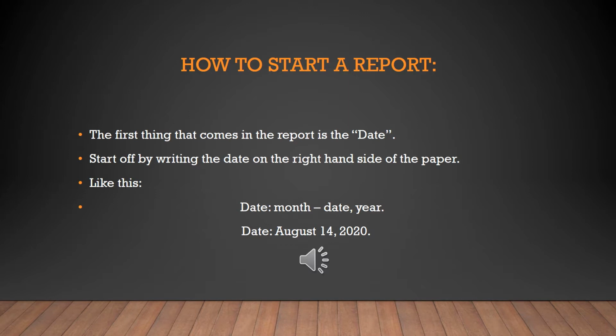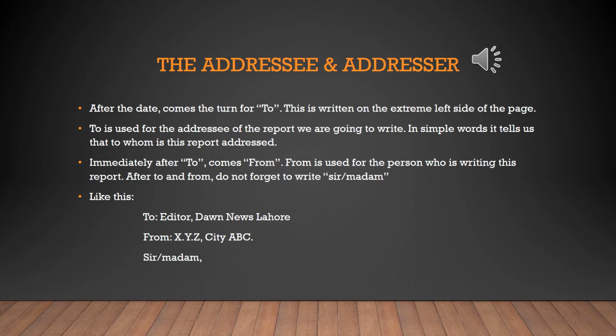Now let's look at the steps that we have to follow to write a report. The first thing that comes in the report is the date. Start off by writing the date on the right-hand side of the paper. For the date, you have to follow the pattern. First comes month, then comes date, and then comes the year. After the date comes the turn for to.